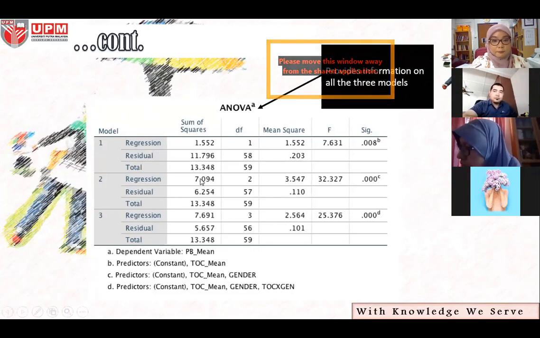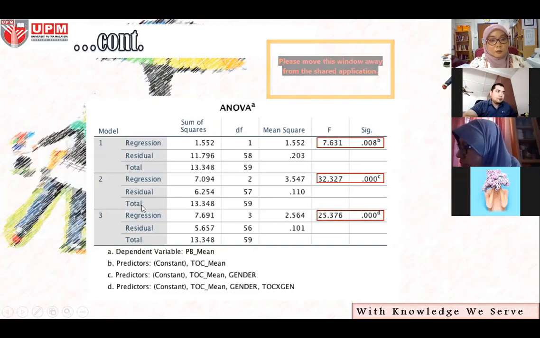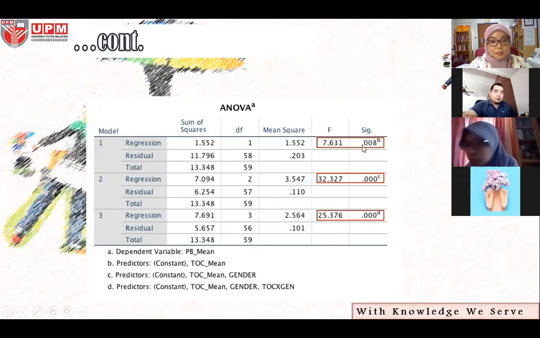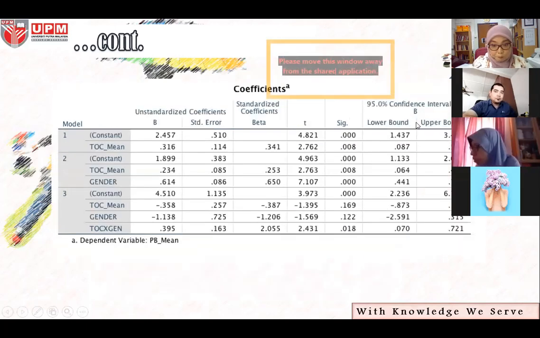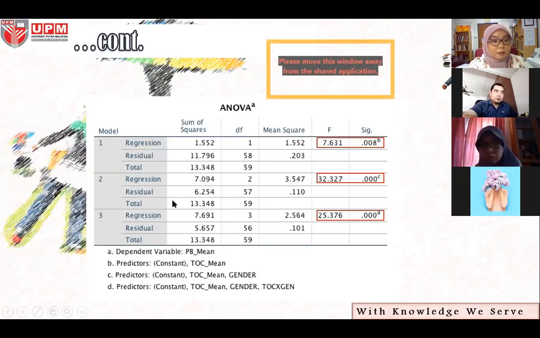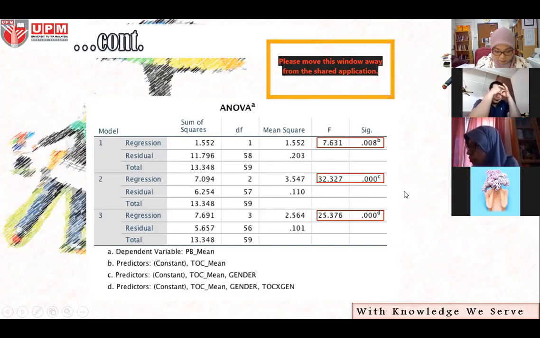The first one is the model of TOC and PB, in which the result is significant. The F is 7.631. And then the second model, which is gender, the F is 32.327, and the result is also significant. And lastly, the interaction, the F is 25.376, and it is also significant.